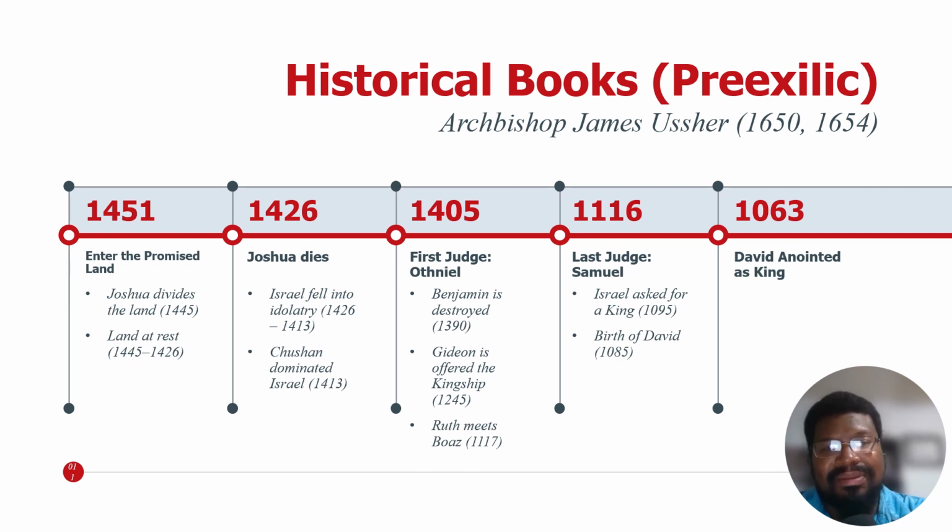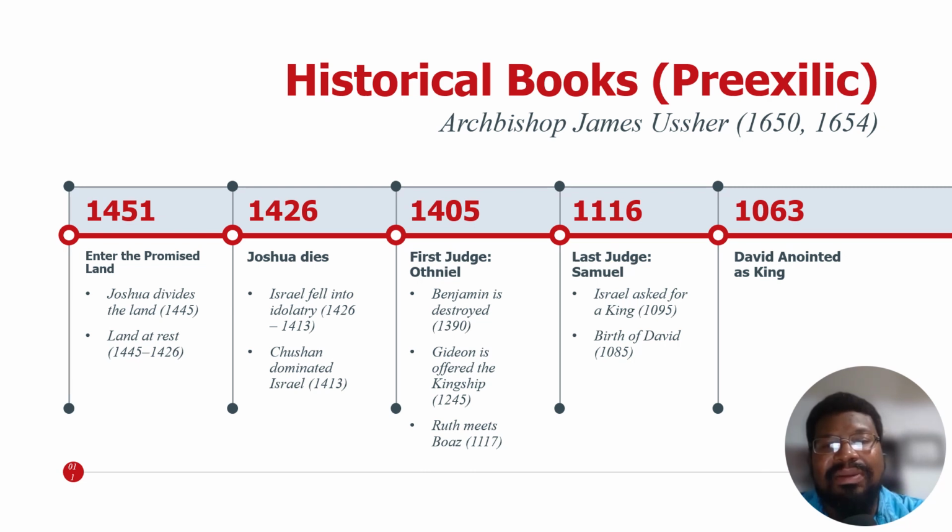The Benjamin tribe is going to get destroyed. Gideon was offered the kingship and rejected it. And then he's also going to say Ruth met Boaz roughly a year before Samuel was born. And we're going to look at some of those chronological factors when we look at kind of the book of Ruth. So then they're going to say Israel asked for a king right there, kind of on the edge of the end of the first millennium.